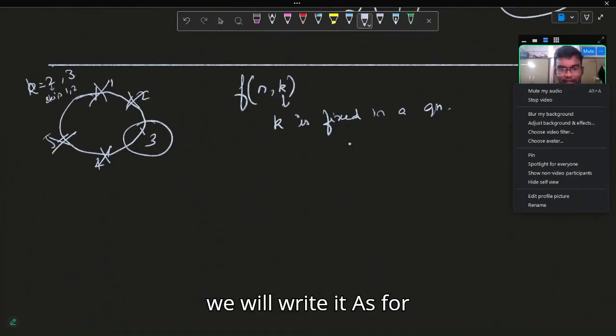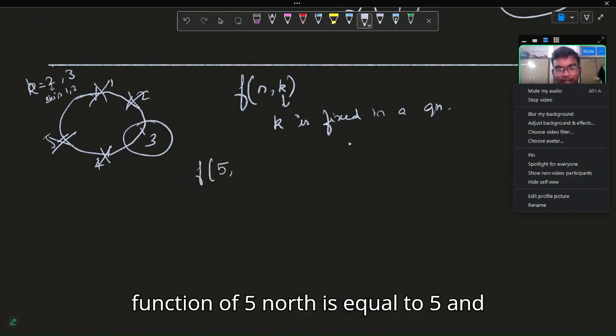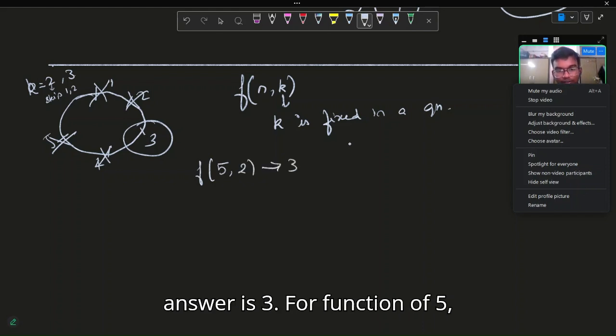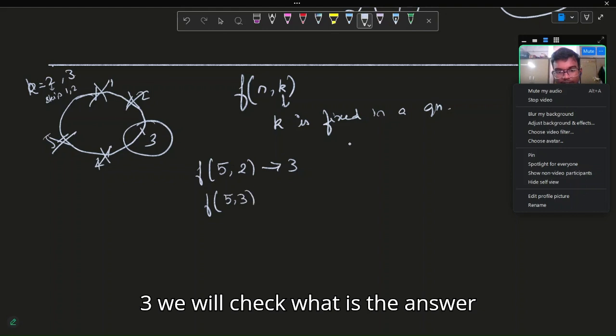So we'll write it as function of 5, n is equal to 5 and k is equal to 2, the answer is 3. For function of 5 comma 3, we'll check what is the answer.